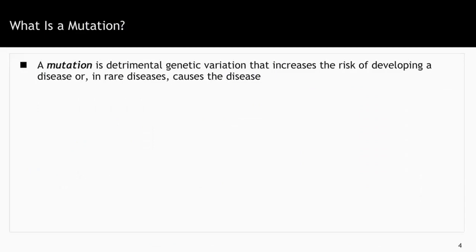So then what's a mutation? A mutation is one of the few detrimental genetic variations that increases risk to developing a disease, or in rare diseases, actually causes the disease itself. When someone says that they have a cancer gene, what they actually mean is that they have a mutation in a gene that can increase cancer risk.